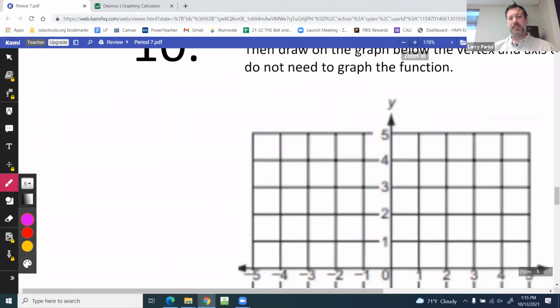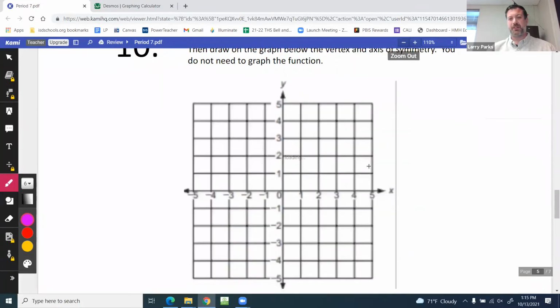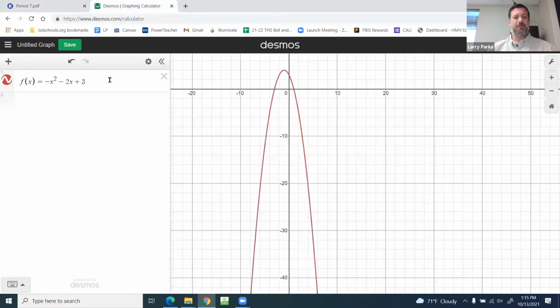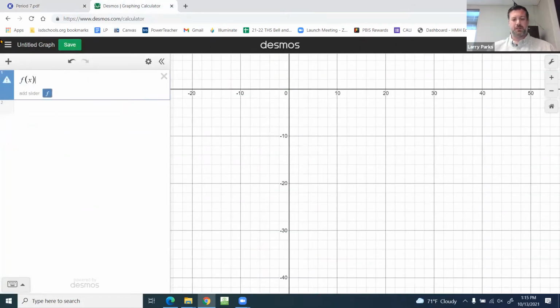All right, number 10. Zoom out so I can read it. Graph the following function on Desmos, then draw on the graph below the vertex and axis of symmetry. That's super easy. So I just type that in, 2x squared minus 4x plus 5. And they want the vertex. The vertex is 1, 3.